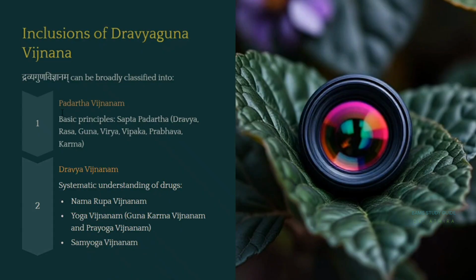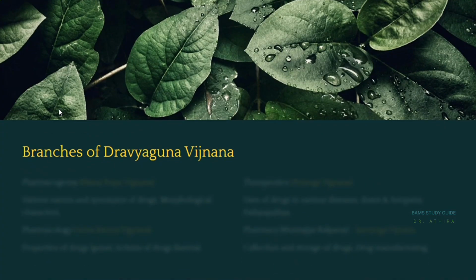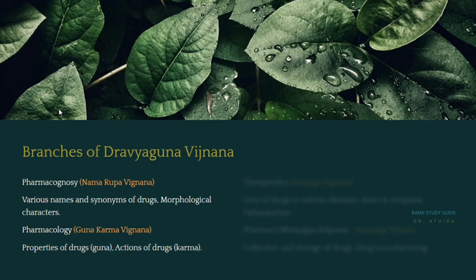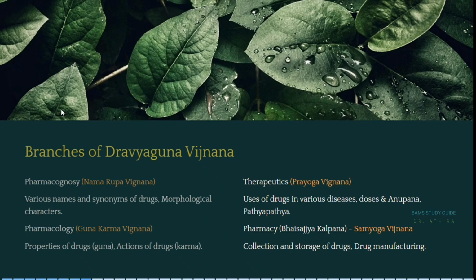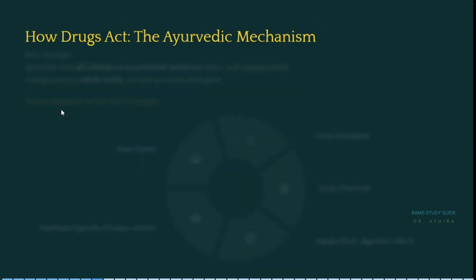This science is divided into different branches. Pharmacognosy or Namarupa Vijnana deals with the various names, synonyms and morphological characteristics of drugs. Pharmacology, known as Gunakarma Vijnana, explains the properties and actions of drugs. And therapeutics or Prayoga Vijnana focuses on the use of drugs in different diseases, including dosage, Anupana and Pathyapathya. Finally, pharmacy or Bhaishajya Kalpana under Samyoga Vijnana deals with the collection, storage and preparation of medicines.